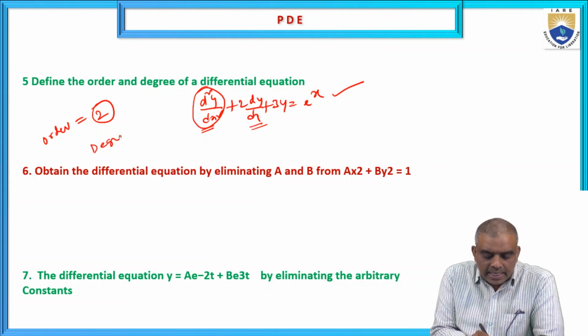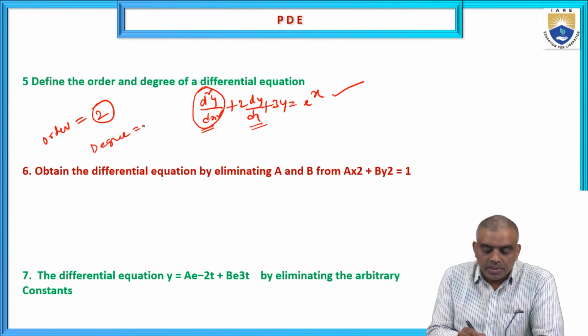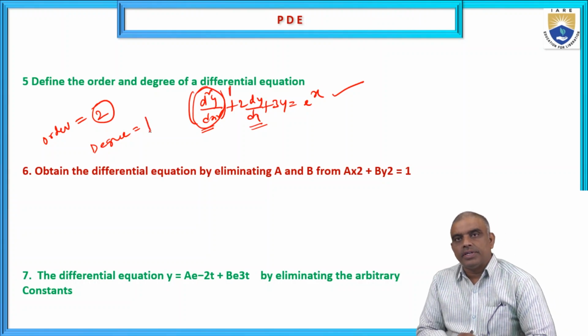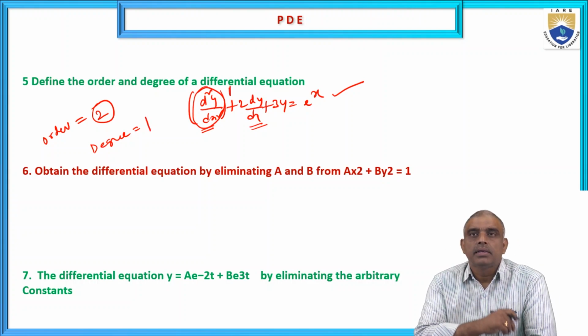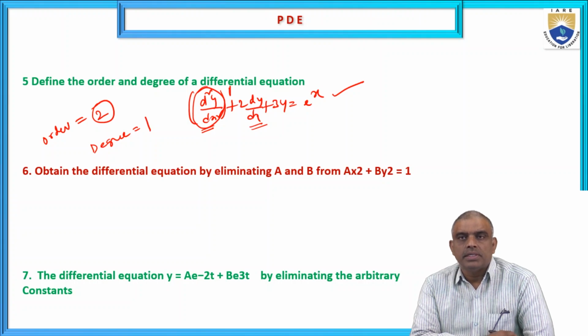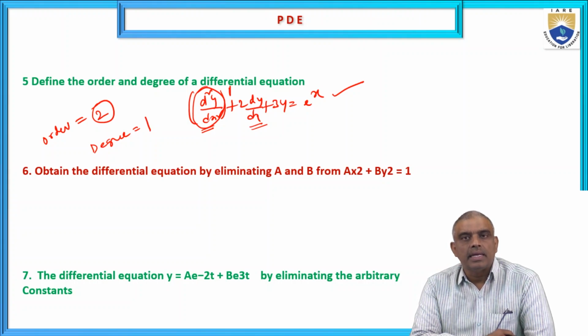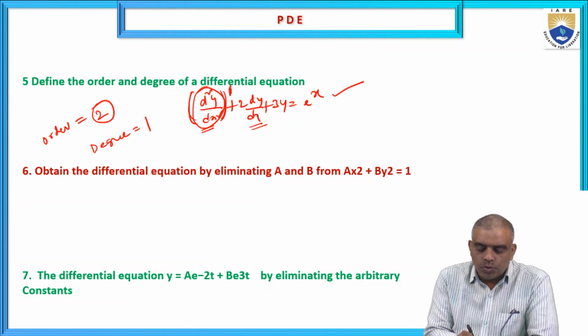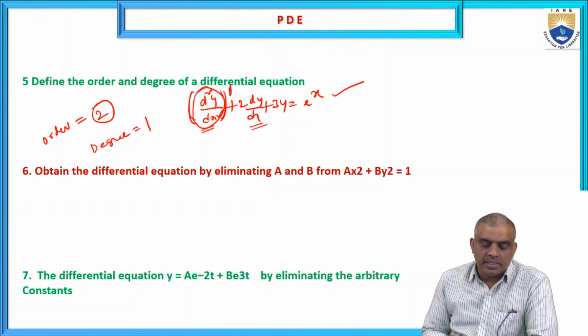And what is the degree of the differential equation? The highest order derivative power is called the degree of the equation. The order of the differential equation is nothing but the order of the highest derivative occurring in the given differential equation. And the highest order power is known as the degree of the differential equation.